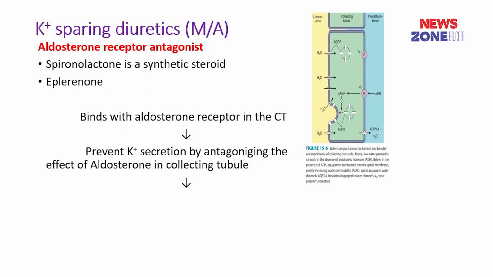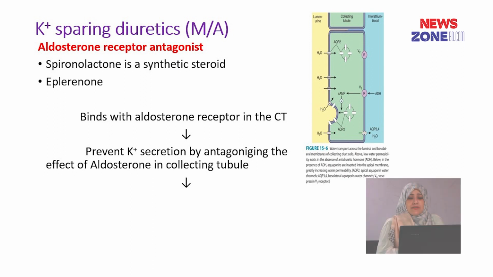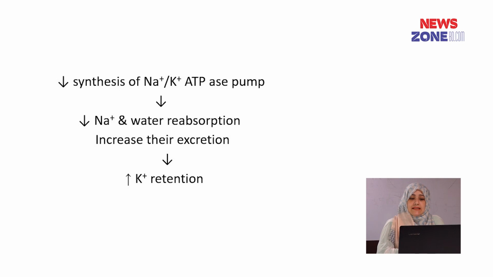Potassium sparing diuretics. How do potassium sparing diuretics act? The mechanism of action is aldosterone receptor antagonism. Spironolactone is a synthetic steroid that binds with the aldosterone receptor in the collecting tubule and prevents potassium excretion by antagonizing the effect of aldosterone in the collecting tubule. Thus, it decreases the synthesis of the sodium potassium ATPase pump and decreases sodium and water reabsorption by increasing their excretion and increases the retention of potassium. That is why they are called potassium sparing diuretics.